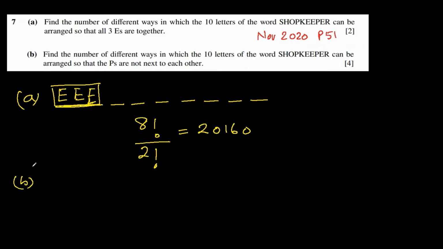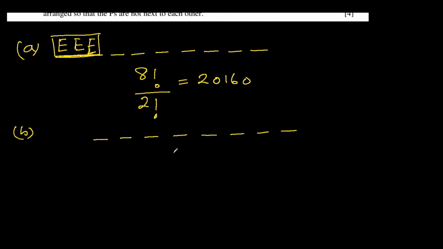Let's talk about the B part. Find the number of different ways in which the 10 letters of shopkeeper can be arranged so that P's are not next to each other. Again, exclude P's. There are 2 P's, right? So without P's, there are 8 of them. So put 1, 2, 3, 4, 5, 6, 7, 8 and focus on these 8. These 8 will have an arrangement of 8 factorial and E's are repeating. There are 3 E's, right? So 8 factorial divided by 3 factorial.